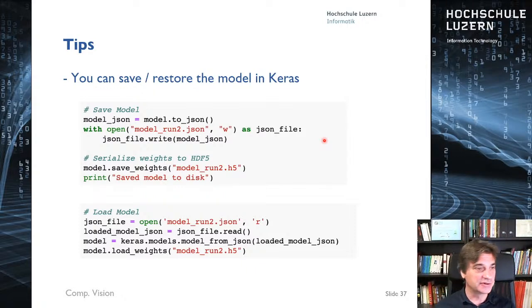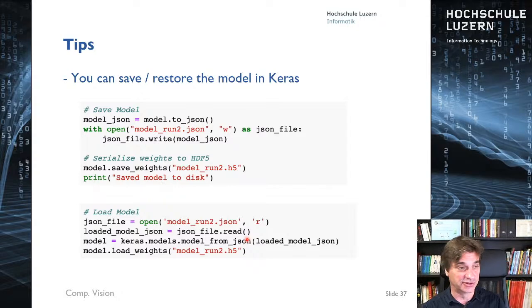Okay, one more tip for homework. When you train your model, of course, you would like to save your model. Saving and restoring models in Keras is not so difficult. You can just convert your model to a JSON file. You have to do it in two steps: write your model, and then also write the weights for your model. If you want to load the model again, you again need the model file and the weights file to have a running model again.